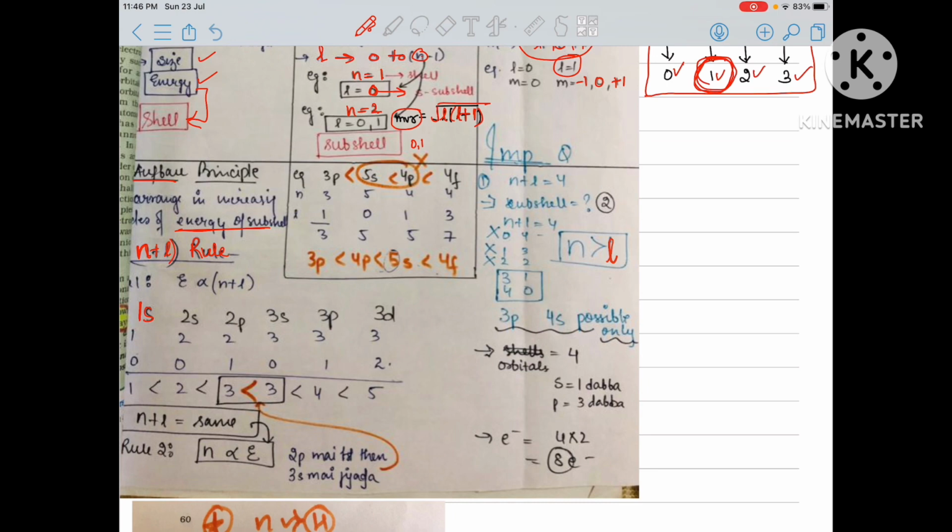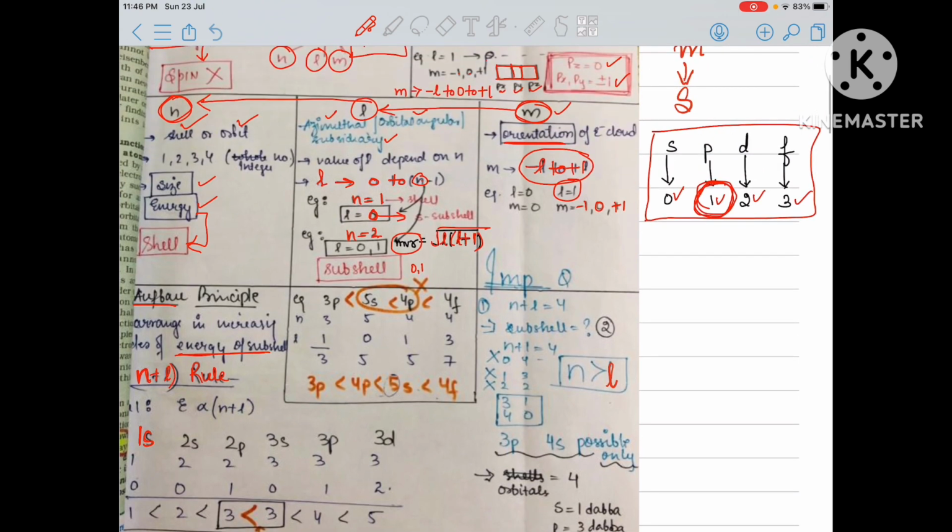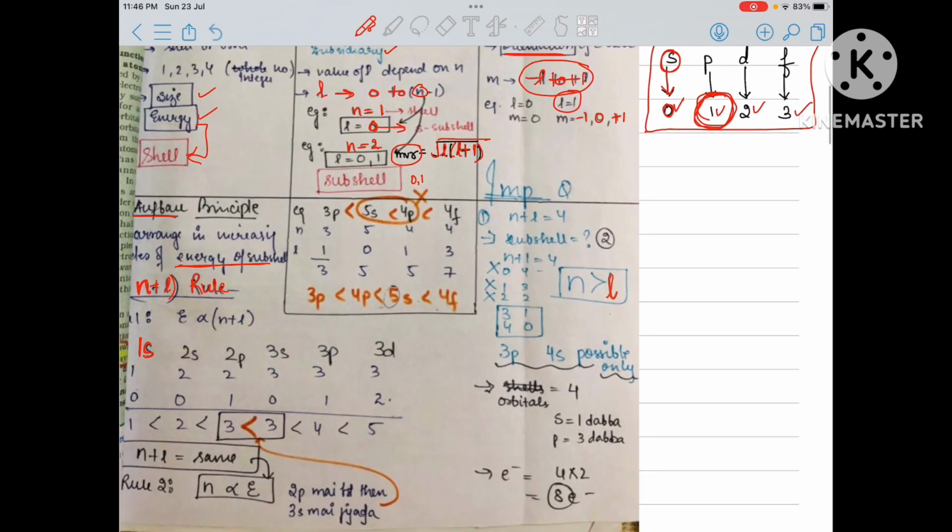So for s, I have already told you, the l value is 0. So 1 for this, and the value of l for the s subshell is 0. That means 1 plus 0 gives 1. For 2s, 2 plus 0 is 2. For 2p, the value of l for the p subshell is 1, so 3. Like this you will do for the entire thing.